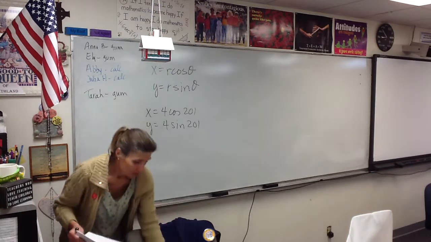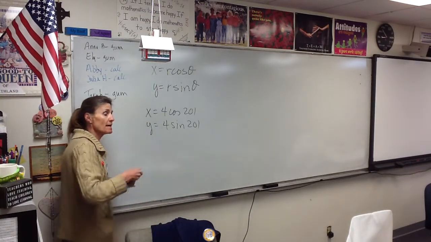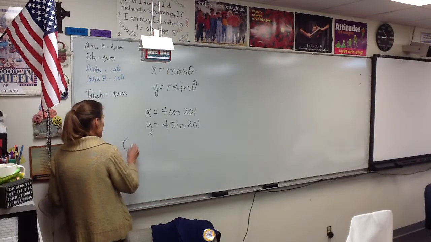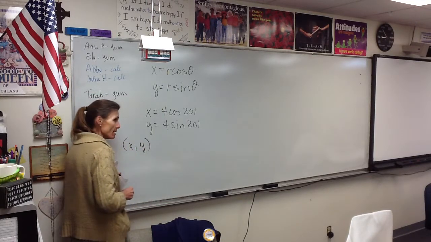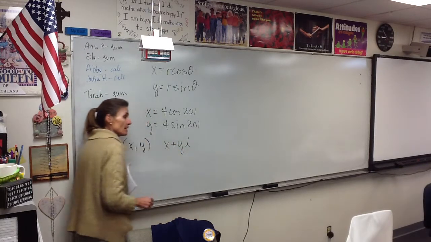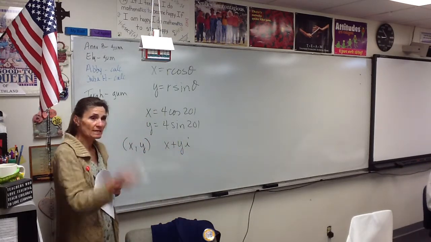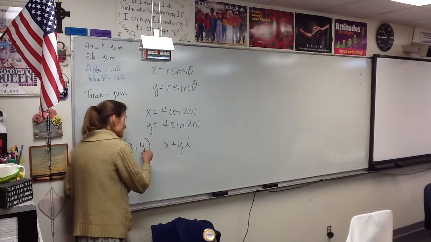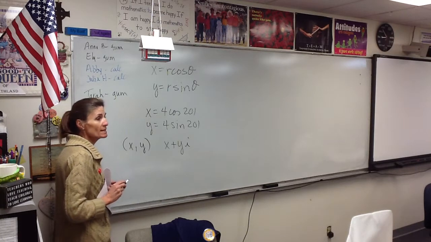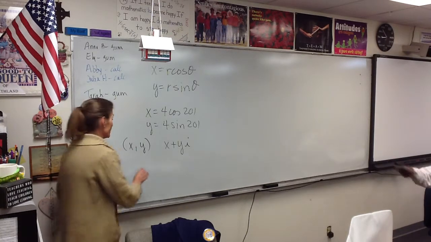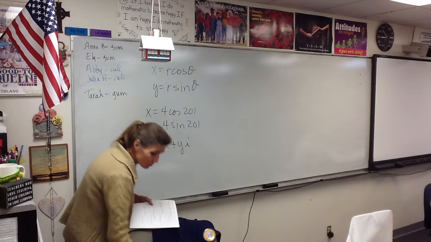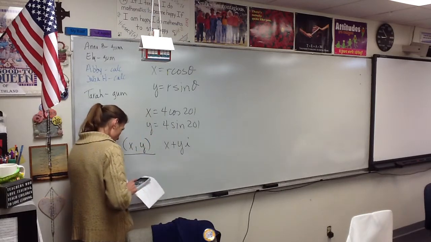Now, when it says rectangular, you have two options. You're either going to write your answer as x comma y, or you're going to write your answer as x plus yi. Every time it says rectangular, this is the answer or this is the answer. Which one is it this time? This one, because it says coordinates, doesn't it?